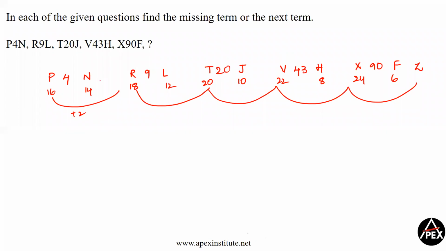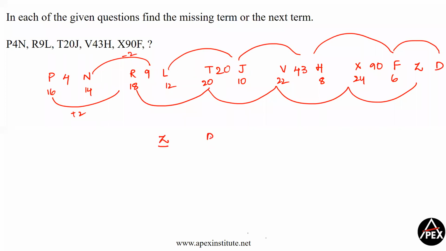Now coming to the third letters. So 14 minus 2 is 12, 12 minus 2 is 10, 8, 6, and 4. So this is D. So you have determined the first alphabet will be Z, and the last alphabet will be D. Now coming to the number.